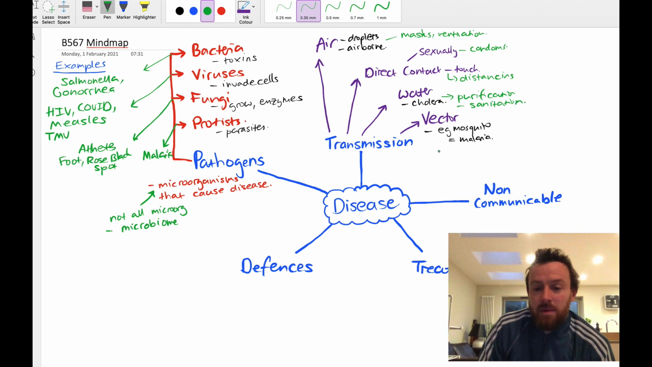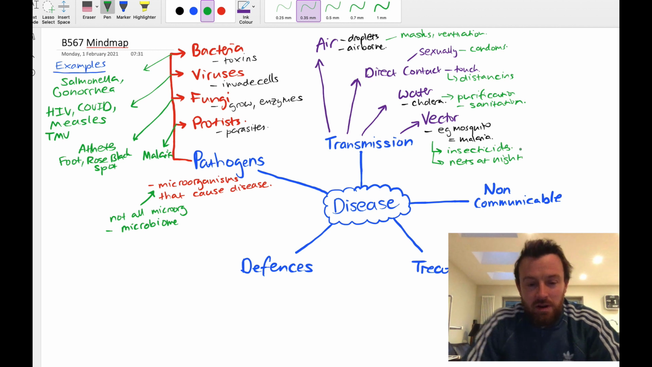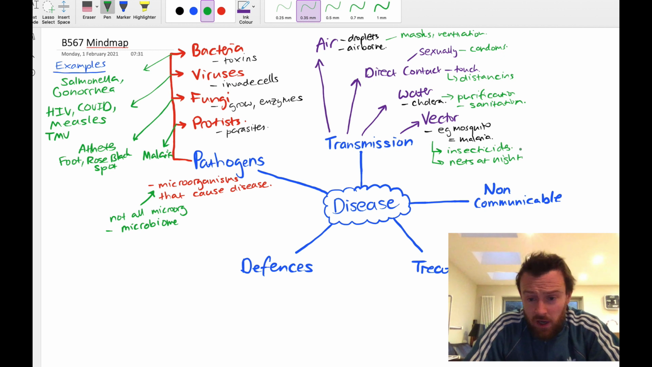And vector and mosquito, there's a bit more we can say about this. We can do things like insecticides, which kill the vector, not the disease. Nets at night, people sleeping under nets at night, which means they don't get bitten by mosquitoes and stuff like that. Okay, so that's just a quick recap on some of the methods of transmission and some of the things we can do to kind of stop the diseases being transmitted.